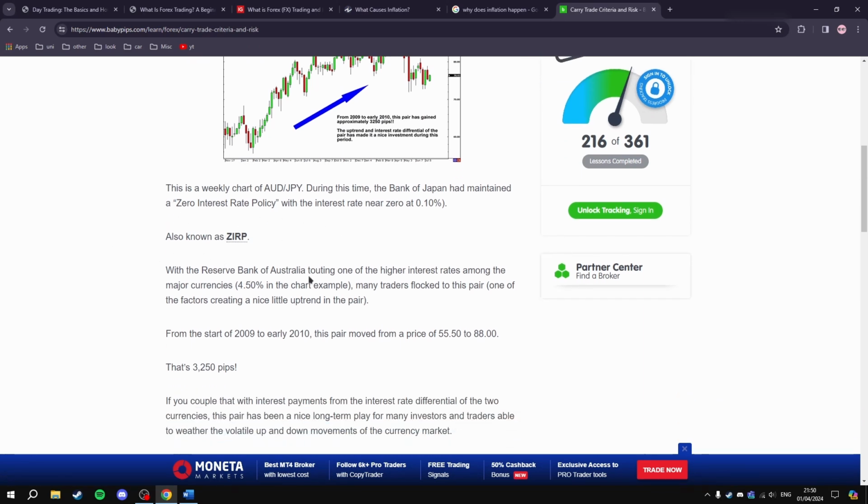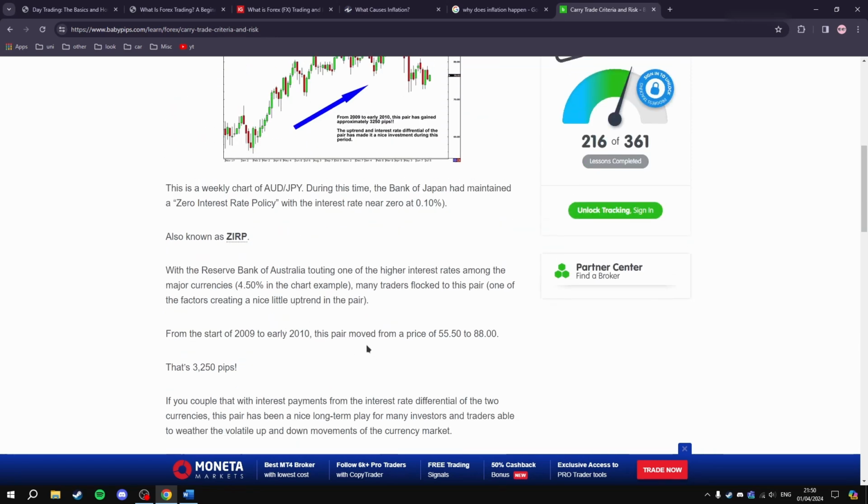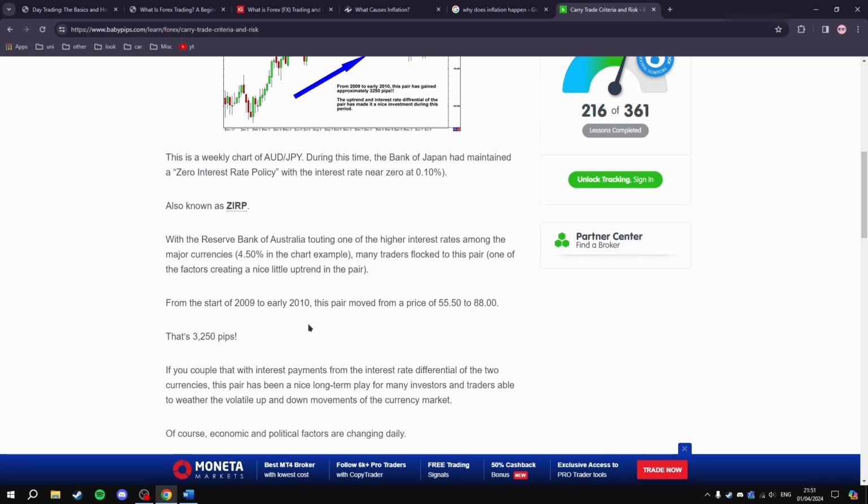With the Reserve Bank of Australia touting one of the higher interest rates among the major currencies, 4.5% in the chart example, many traders flock to this pair, one of the factors creating a nice little uptrend in the pair. From the start of 2009 to early 2010, this pair moved from the price of 55.5 to 88. That's 3,250 pips.